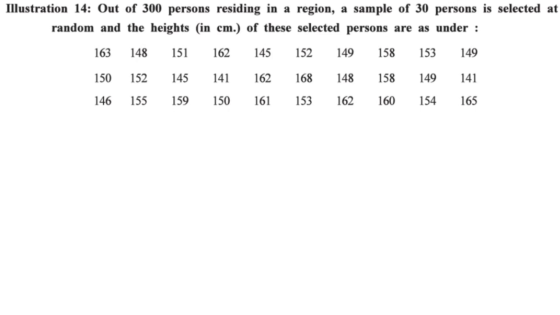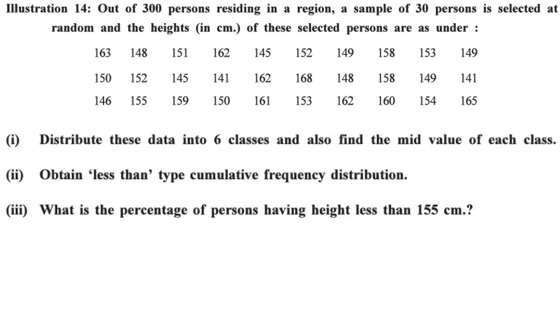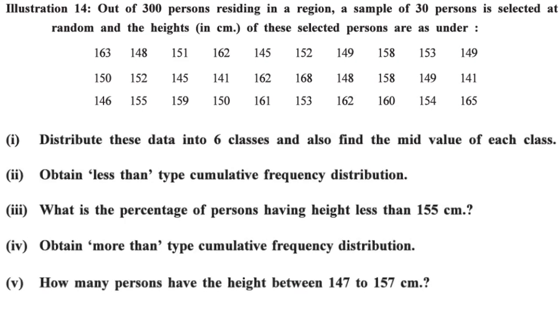Next is illustration 14. Out of 300 persons residing in a region, a sample of 30 persons is selected at random, and the heights in centimeters of these selected persons are as under. Following are the questions which we will be required to answer. The first: distribute this data into 6 classes and also find the mid value of each class. The first question is actually preparing a continuous frequency distribution, and we have to find the mid value.